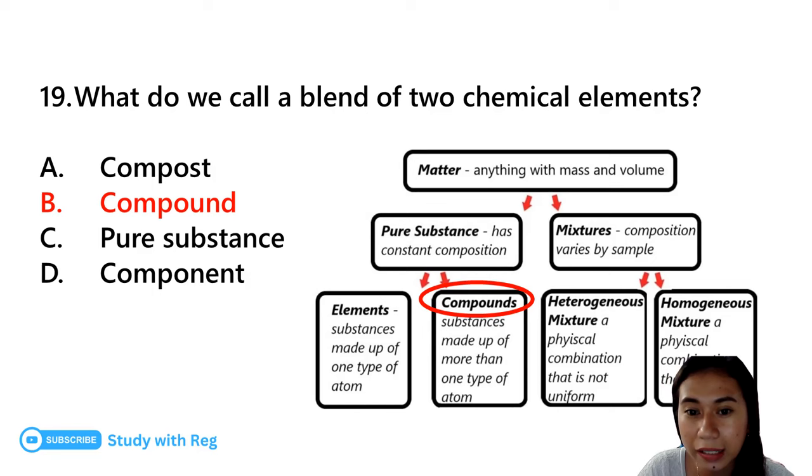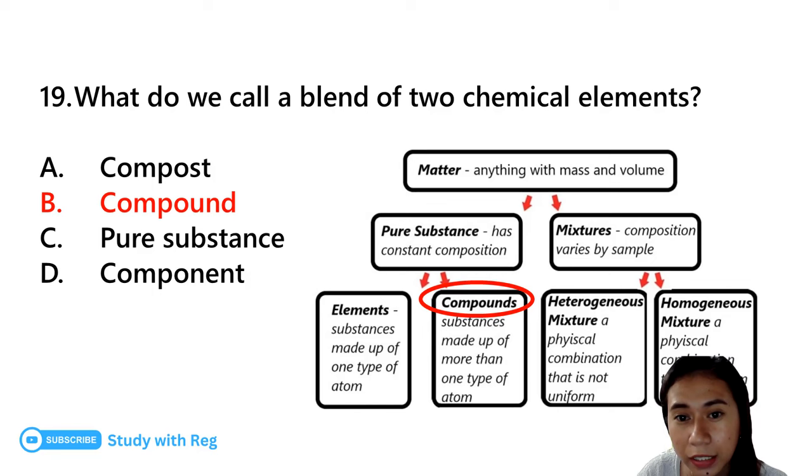Kapag sinabi natin elements, syempre yung nasa periodic table natin ay elements, di ba? We have 118 elements in the periodic table. Those are the substances made up of one type of atom. Kapag compounds, substances made up of more than one type of atom. Di ba? Yung tanong natin is a blend of two chemical elements. A blend of more than one element. So that's a compound.